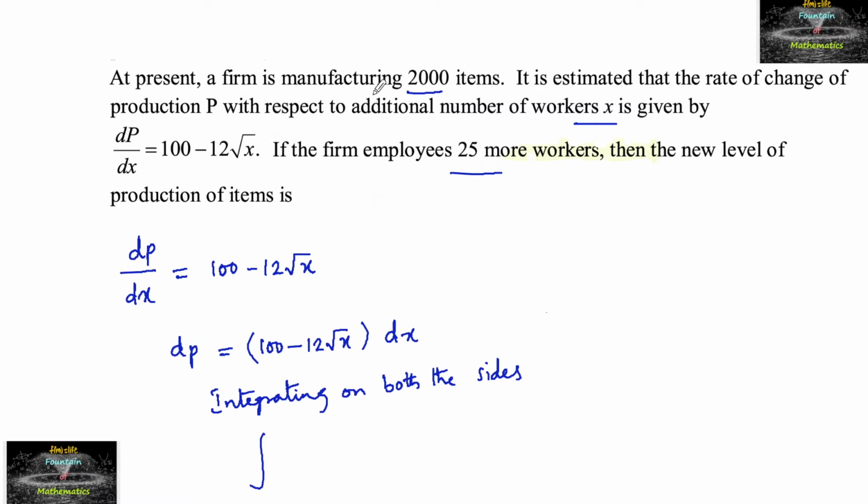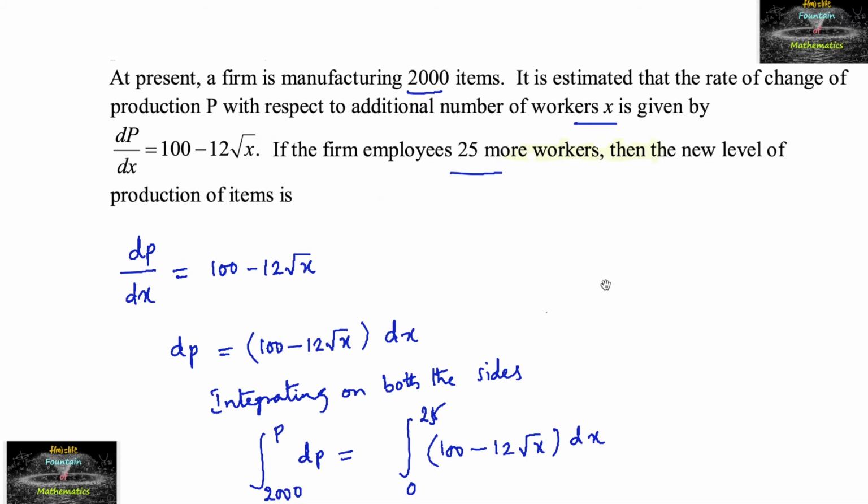So the total production goes from 2000 to P, as the rate of change of production P with respect to additional number of workers increases. So we consider the integral from 2000 to P of dP, and if the firm employs 25 more workers, that means x goes from 0 to 25, of (100 - 12√x) dx.